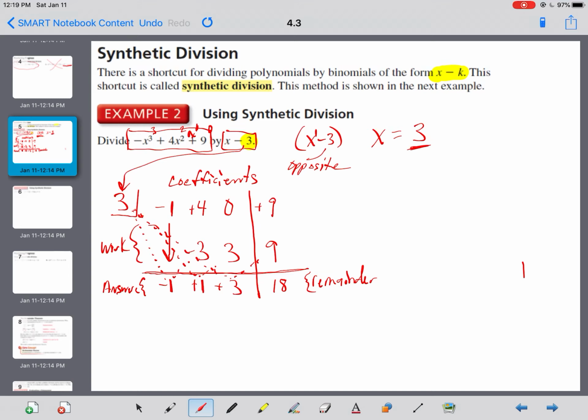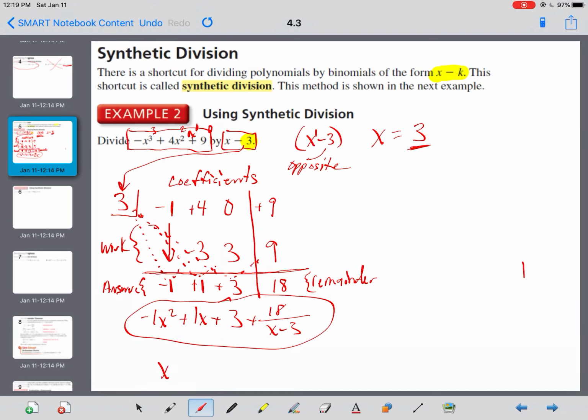Now here's how the answer works. The x's you're going to use are 1 degree less than what you started with. We started with x to the third. Oh, sorry. Take that back. We were x to the third, now it's x squared. So negative 1x squared plus 1x plus 3 plus, and that's my remainder, 18 divided by what I was dividing by, x minus 3. And that's your answer.